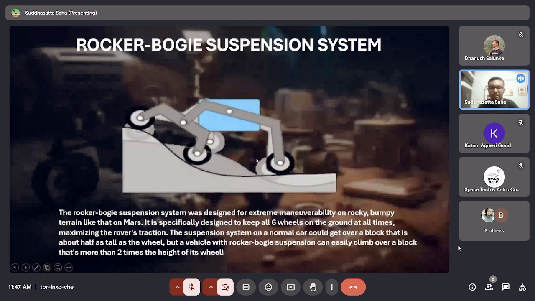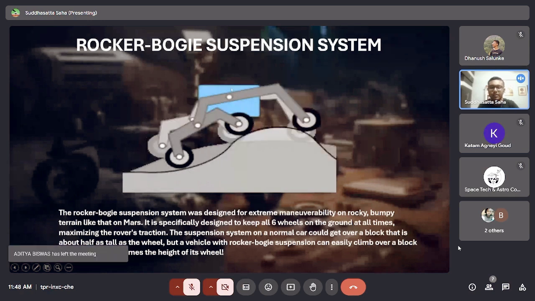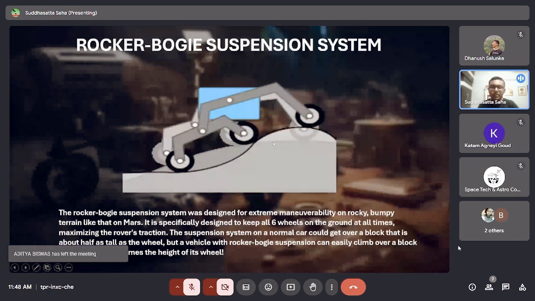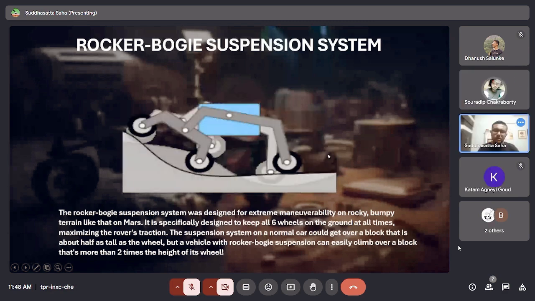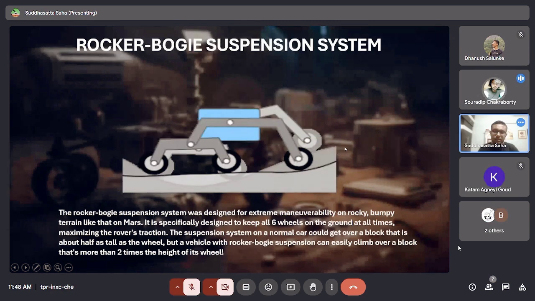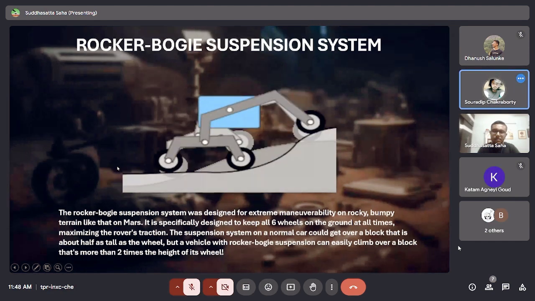This is a very simple schematic representation. The actual rovers have a more robust and more complicated rocker bogie, but fundamentally it boils down to this system which you are seeing now.